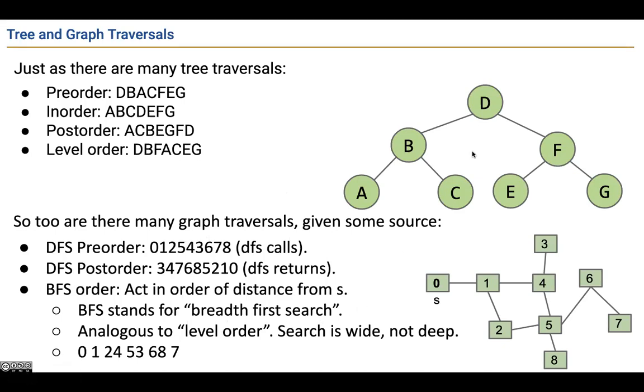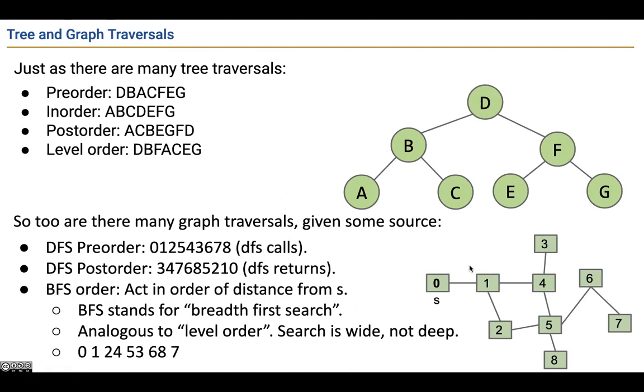So we're going to try to do that level order thing from the tree, but we're going to do it on the graph. So in the tree, I can think about it as I'm going to look for all the things 0 away from the root. That's the root. That's D. Then I'll look at all the things 1 away from the root. That's B and F. Then I'll look at all the things 2 away from the root. That's A, C, E, G.